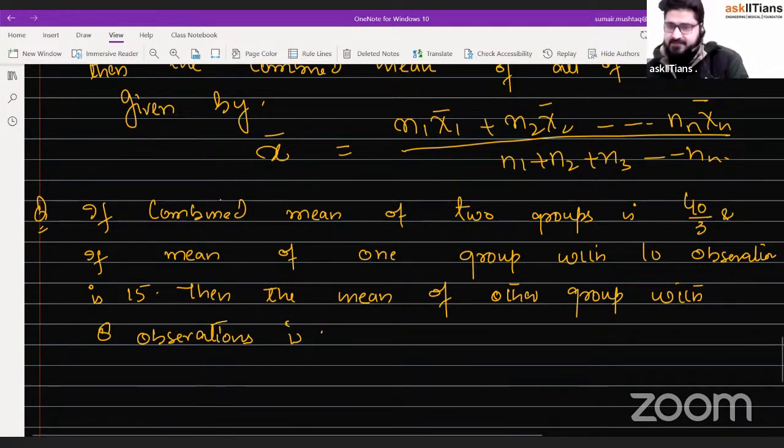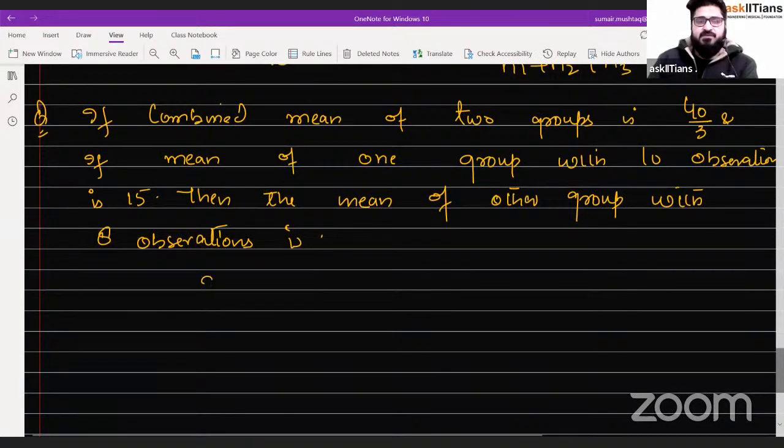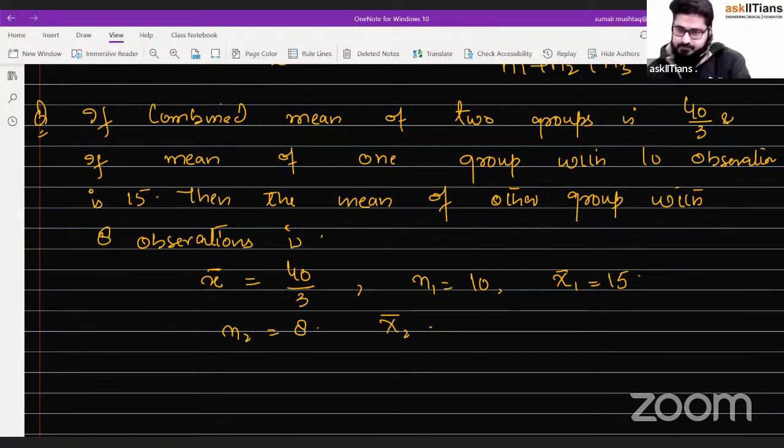Simple. See, first of all, just write what is being given. Let us suppose the combined mean, that is x bar, is 40/3. After that, n1, the first group, has 10 observations, and x1 bar is 15. The other group has 8 observations. Now what you need to find is x2 bar. Fine. How to do it? We know the formula.